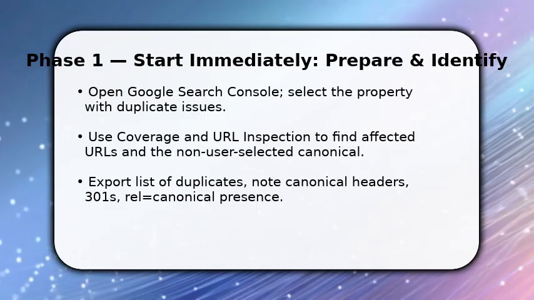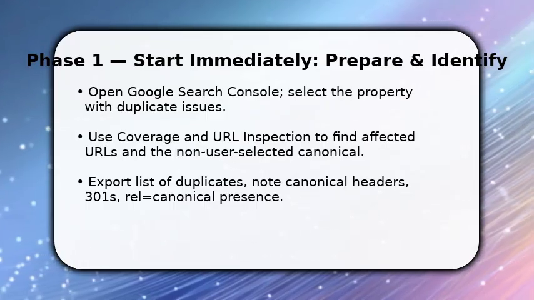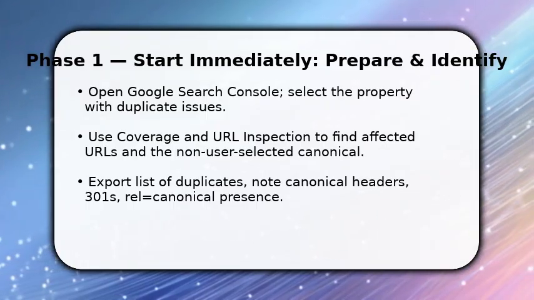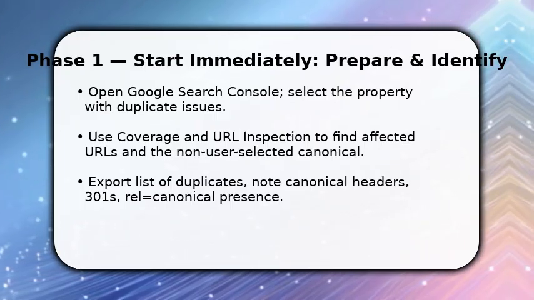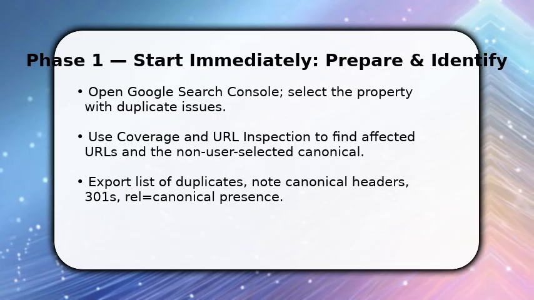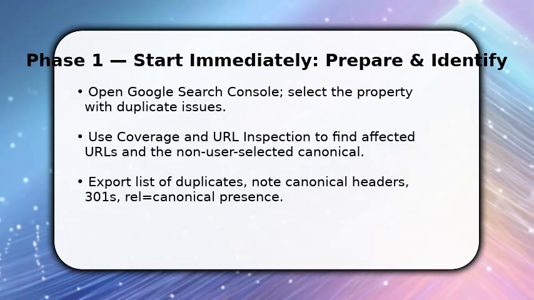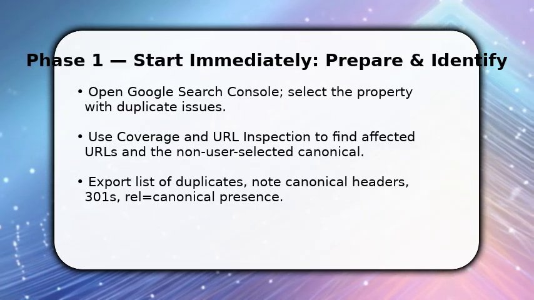You begin by confirming authority. Open Google Search Console and pick the exact property. Next, inspect a sample of URLs using coverage and URL inspection to surface which pages Google chose as canonical versus your intended URL. Export a shortlist.